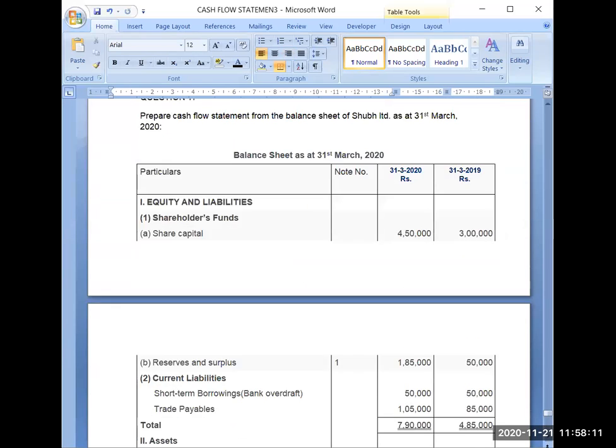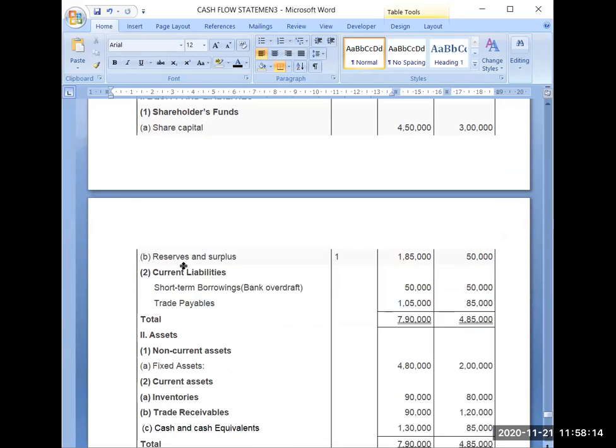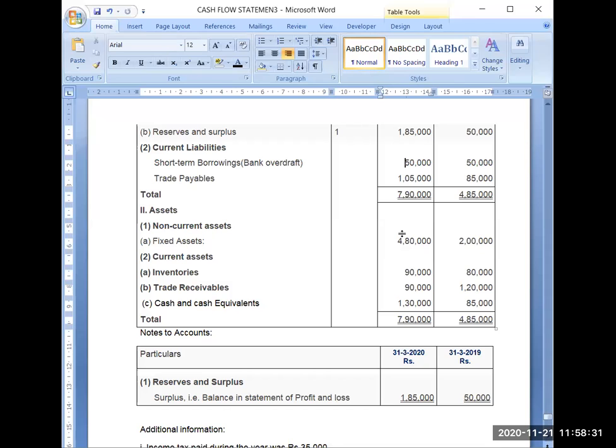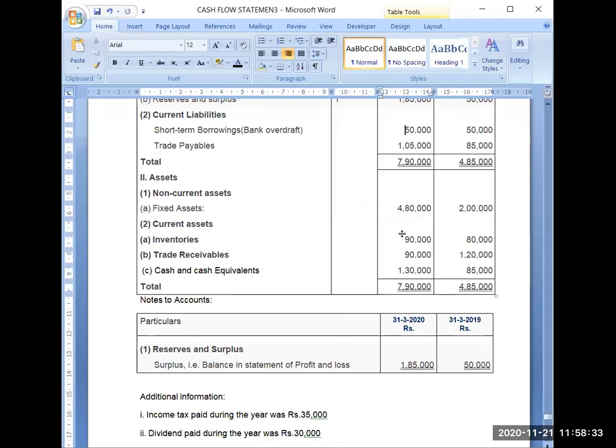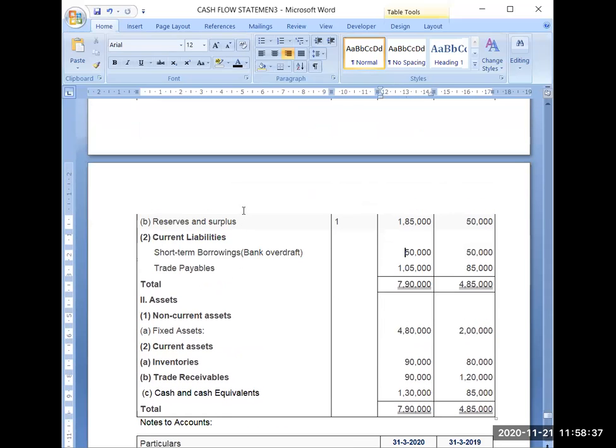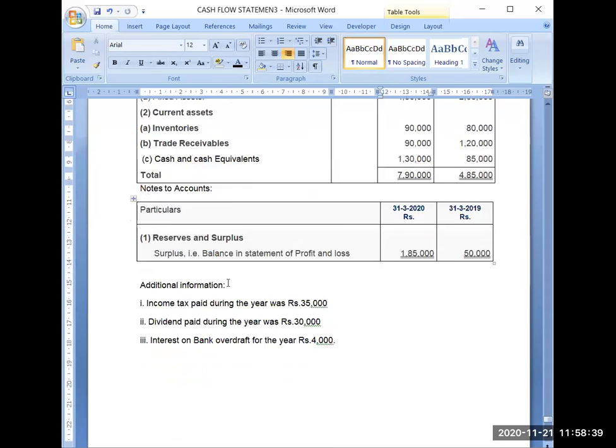Then the second information, share capital has been completed. Short-term borrowings, bank overdraft, it is the same balance, so there is no change. Because there is no increase, it will not be an inflow. There is no decrease, so there will not be any outflow. So we will not be using this information. It is nil. Then all parts of the balance sheet have been completed.